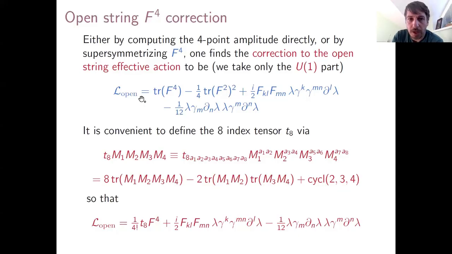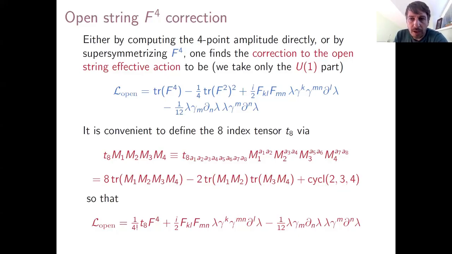Okay. So then you get, either by calculating the amplitude and just taking the U1 part, or supersymmetrizing F to the 4, you find this, right? So you find it's not just trace of F to the 4, it's this combination of trace F to the 4 and trace F squared squared. And then you have the terms involving the fermions to make it supersymmetric.